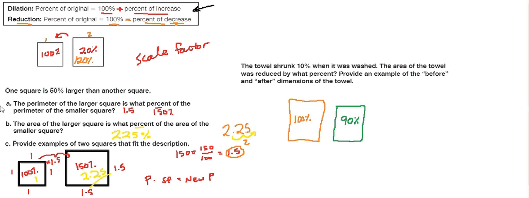All right, so we did A, B, and C. In review, when they gave you this, that means that the overall percent of the original is the 100 plus 50, so it's 150%.